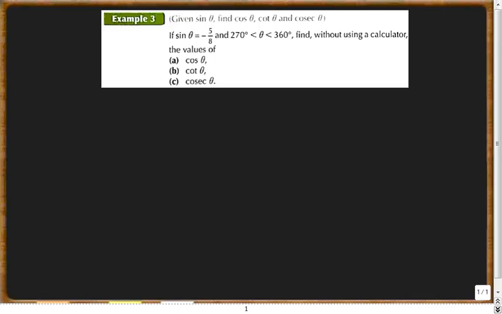Example 3 says, if sine of theta is negative 5 over 8, and theta is between 270 degrees and 360 degrees, without using a calculator, find the values of the following things. So what we know is, it says we have sine, and we know that our angle is between 270 and 360 degrees. Well, a lot of us aren't really used to degrees that large, but think of it this way.